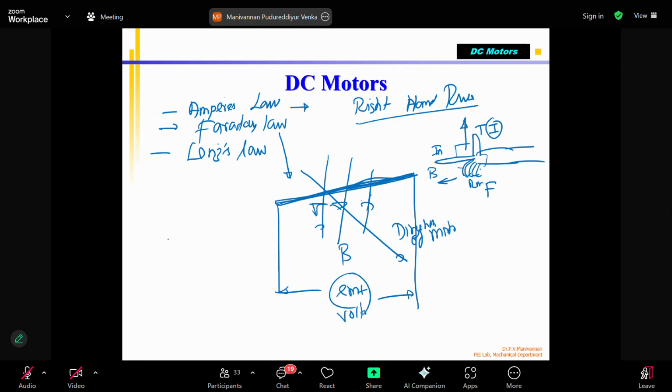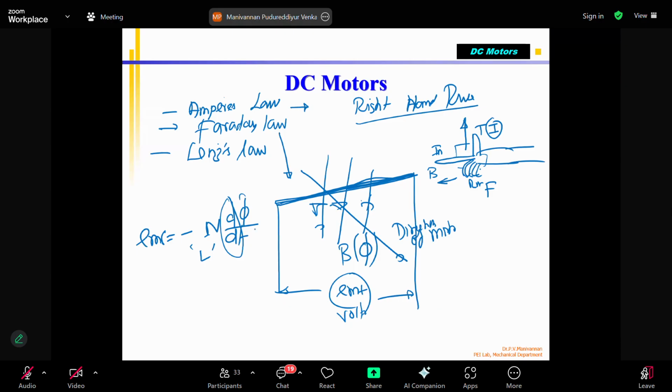So the induced EMF equals minus N times d by dt of phi. Phi represents the magnetic flux, and N represents the number of turns, or the length of the wire. D by dt of phi means the rate at which the wire is cutting the magnetic field. Correct?